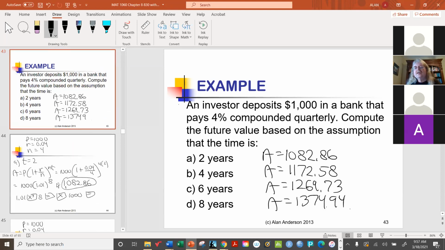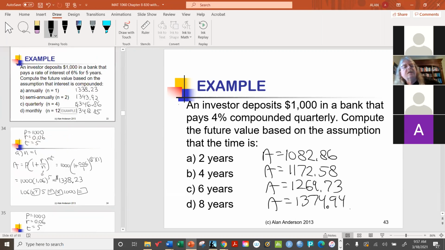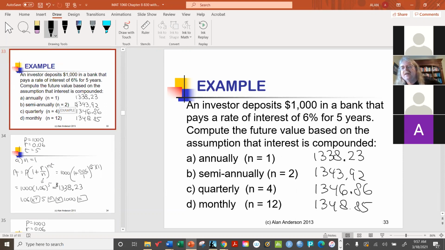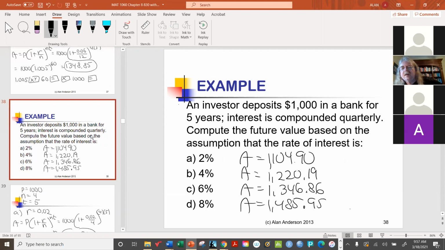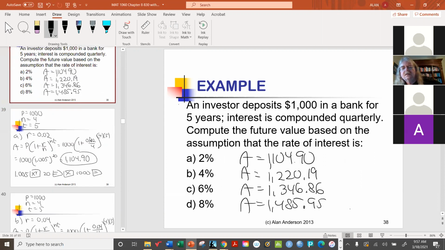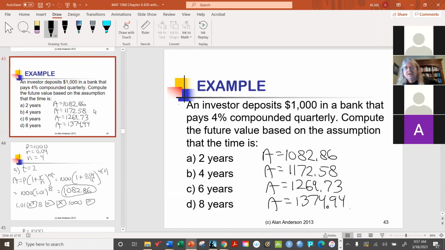So compared to the other two, remember in each case, we did the same thing. Let's go back and revisit them for a second. Here, the only thing that's changing is the compounding frequency, and the numbers go up, although slowly. Here, we changed the rate and they went up fairly quickly. And here, they went up because time was increasing.